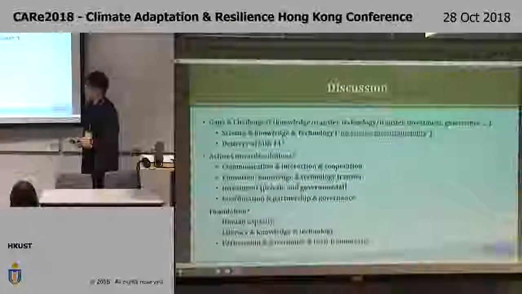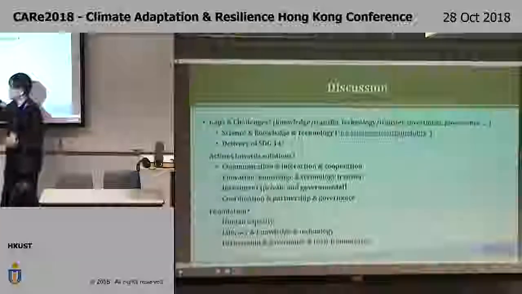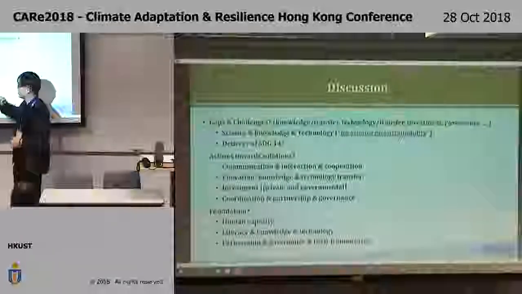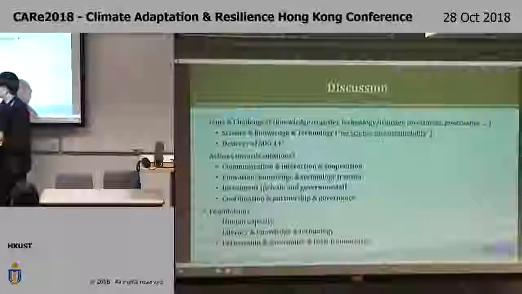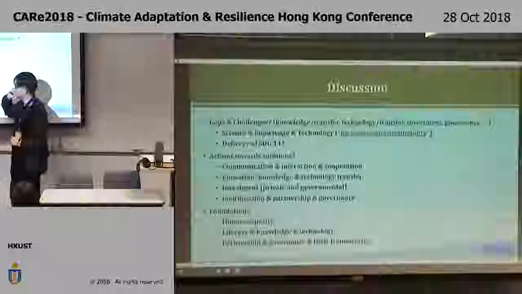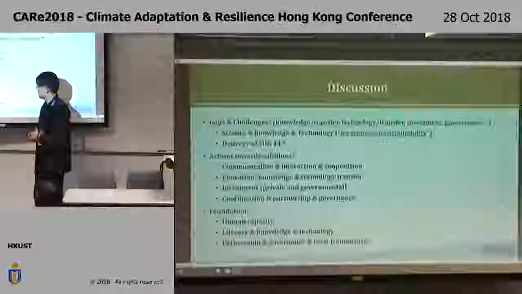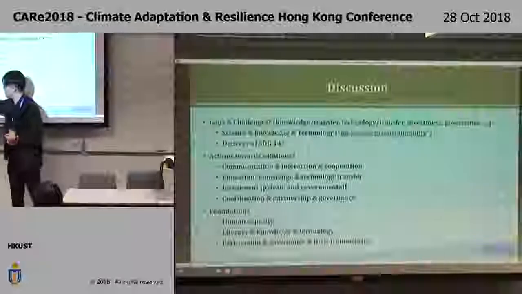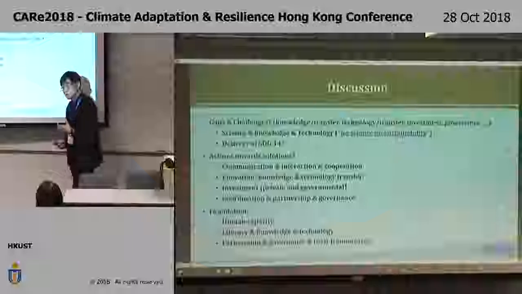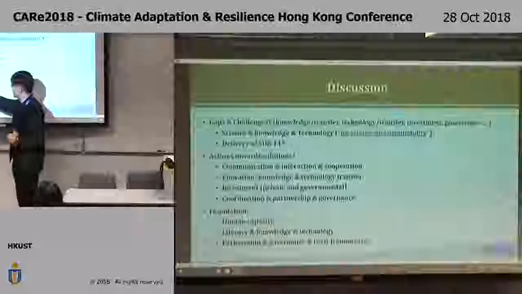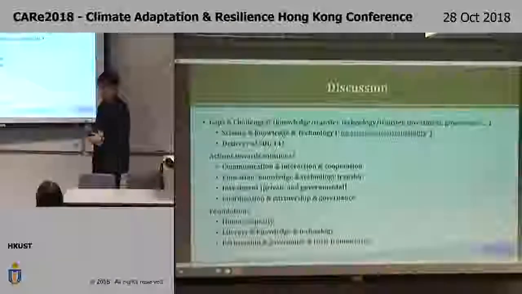Goal 14 is for the ocean. And there's no magic solution. I think this is the only way we do, like this conference has been doing: communication, interaction, cooperation, innovation. I see this as a whole, both knowledge and technology transfer. And we need investment, both from the private and the public sectors, to solve this problem. And coordination, partnership, and governance are all important for this solution.